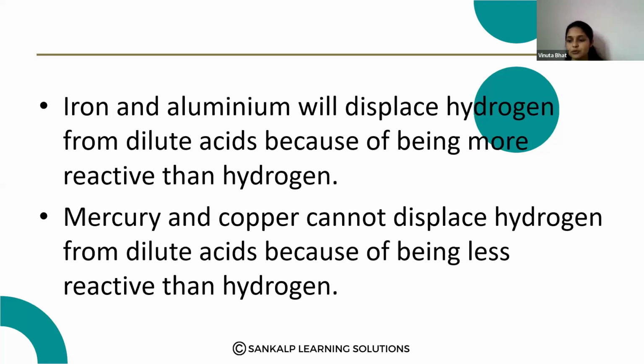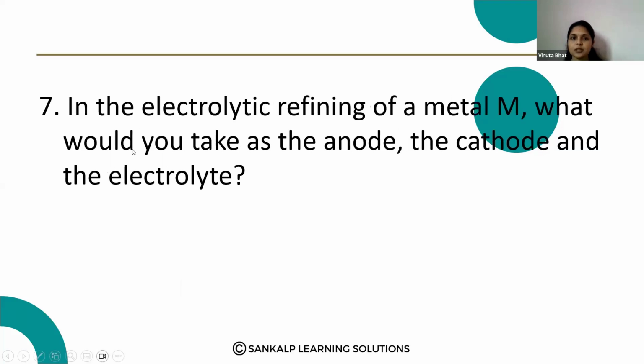Note down the answer also. Next question. In the electrolytic refining of metal M, what would you take as the anode, cathode and electrolyte? We don't know which metal we are refining, so we have to decide what to take as anode, cathode and electrolyte.